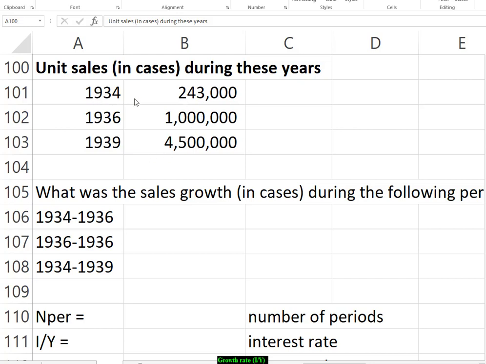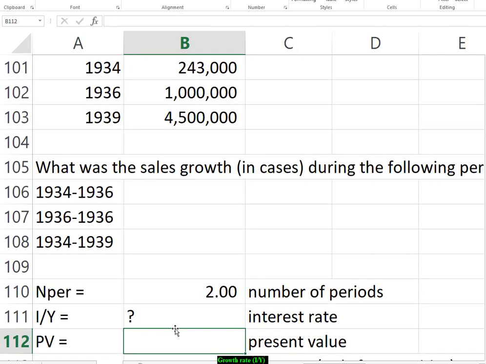So suppose we have 1934, 36, and 39. You see that sales are growing constantly. And the question is, what's been the annualized rate of growth during these three different periods? So we could set up the problem in the regular setting. For instance, in the first case, from 1934 to 36, we have 2 years. And then the rate of growth, that's going to be the question mark that we don't know.